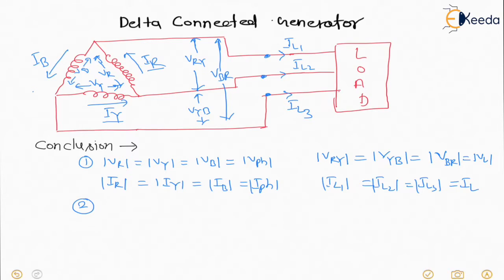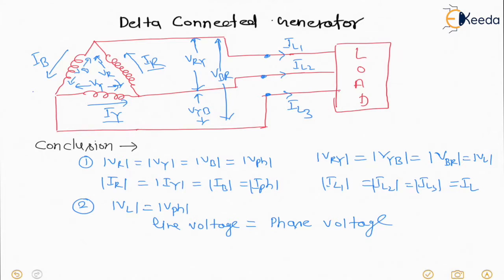And the second point is, in case of generator the line voltage and phase voltage are both the same. VR will be equal to VRY. So mod of VL is equal to mod of VPH, which means for delta connected generator, line voltage is equal to phase voltage.